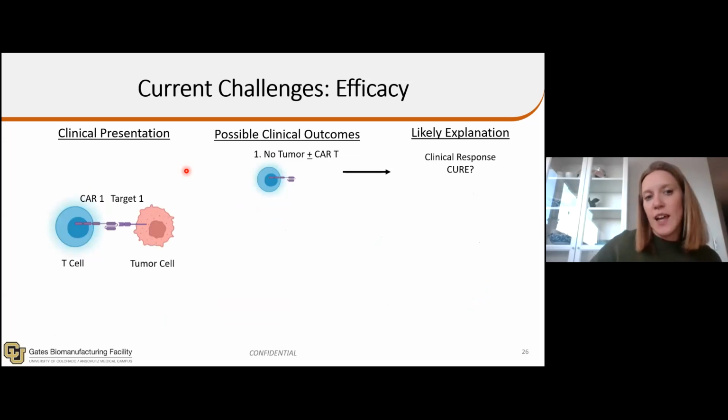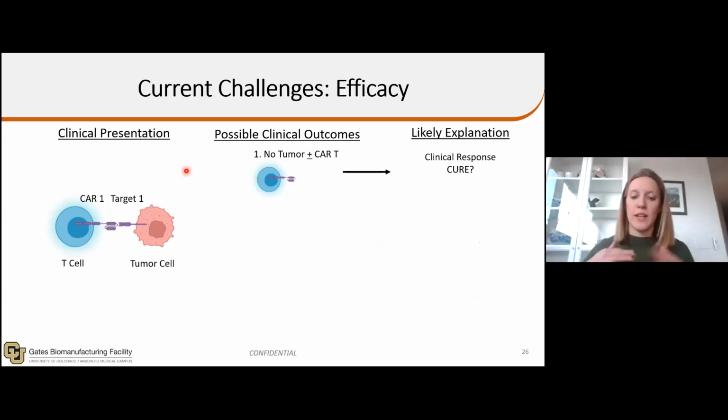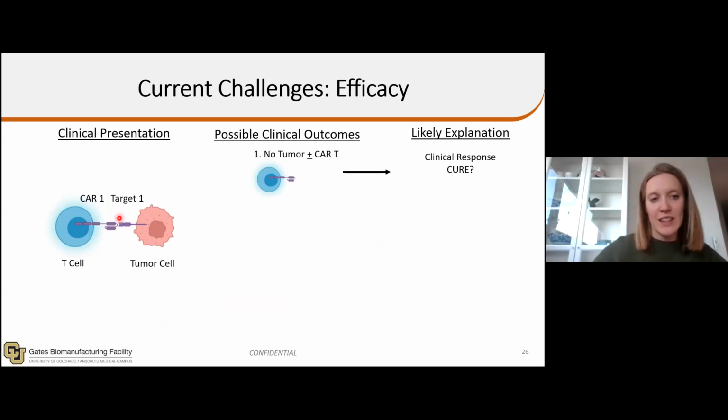So now just to get into efficacy, and I think this is an important picture to paint so that we can understand what's going on with the CD19 and CD19x22 trial that is happening at CU and that we're manufacturing cells for at the GBF. So simple picture, we can think of this CAR as an anti-CD19, but it can really be any CAR against a single target. And then thinking through the possible clinical outcomes.